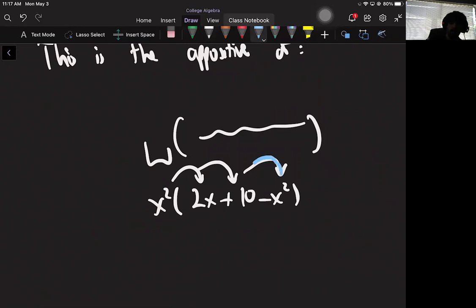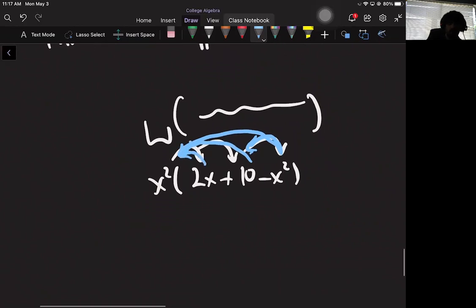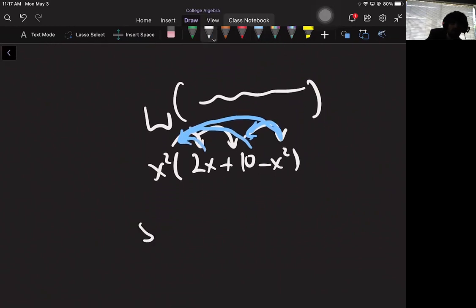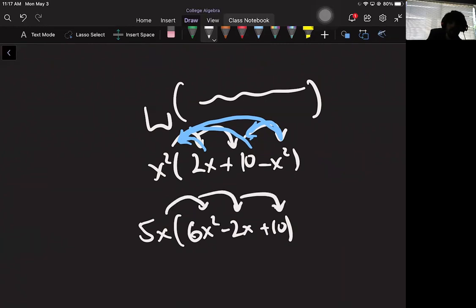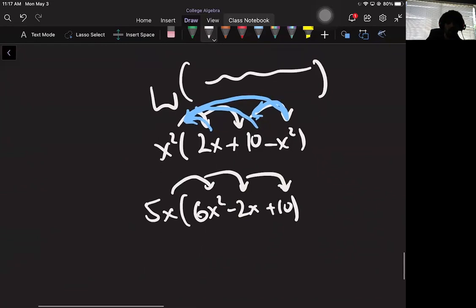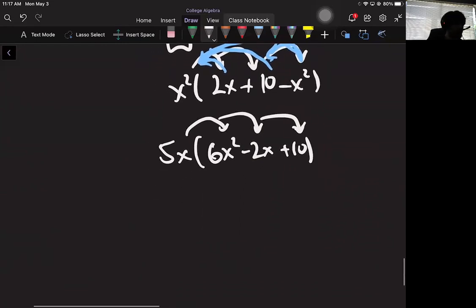I'm taking out the same thing from each term. So you should think about it as the opposite of situations like this, or like 5x times 6x squared minus 2x plus 10. This comes from taking out a 5x from each term, which is the opposite of putting it in. Okay, so that's the first type of factoring.